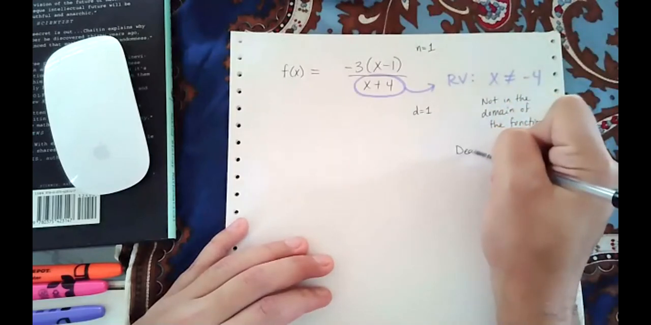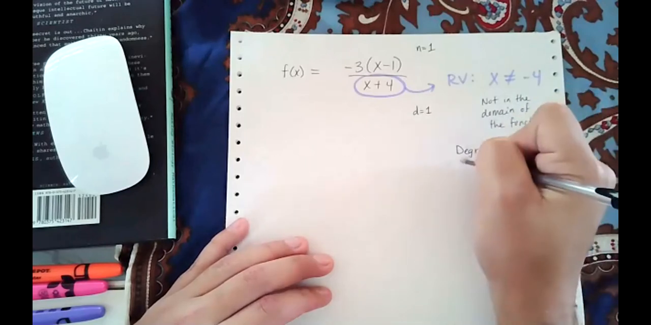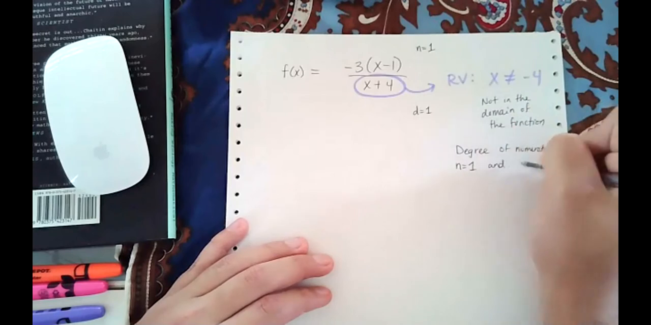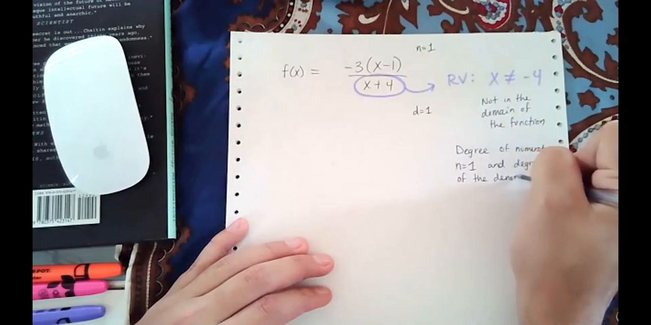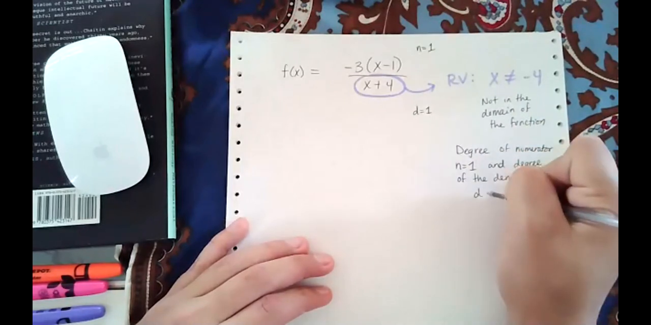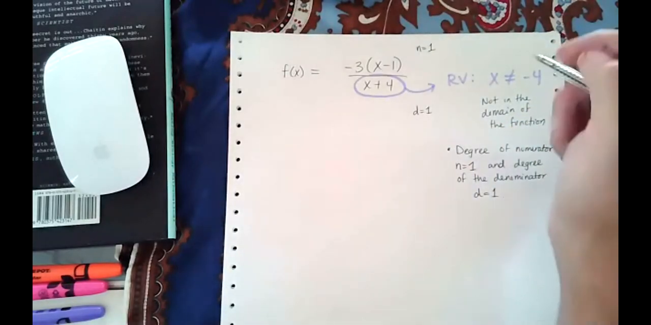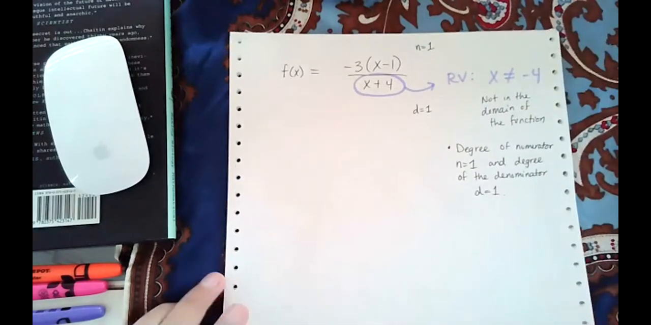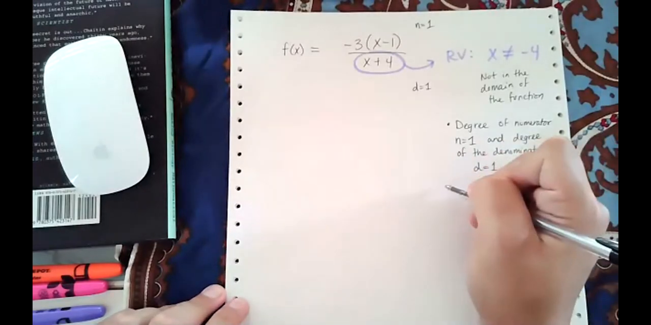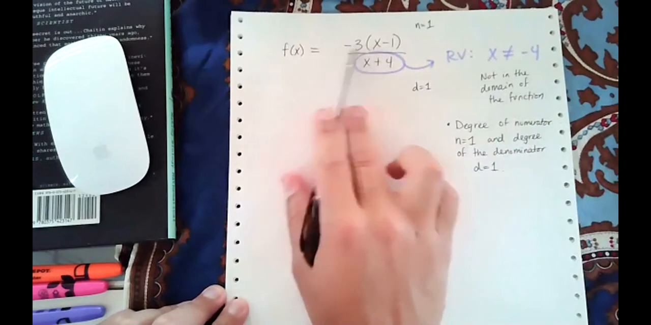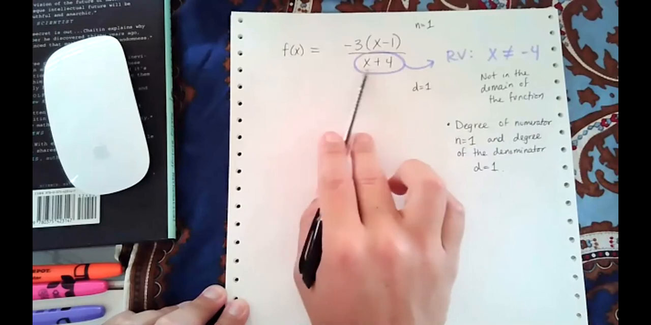So the degree of the numerator, n, is equal to 1, and the degree of the denominator, I'll call that d, is equal to 1 as well. So they have the same degree. The leading coefficient on top is negative 3, and the leading coefficient on the bottom is 1.